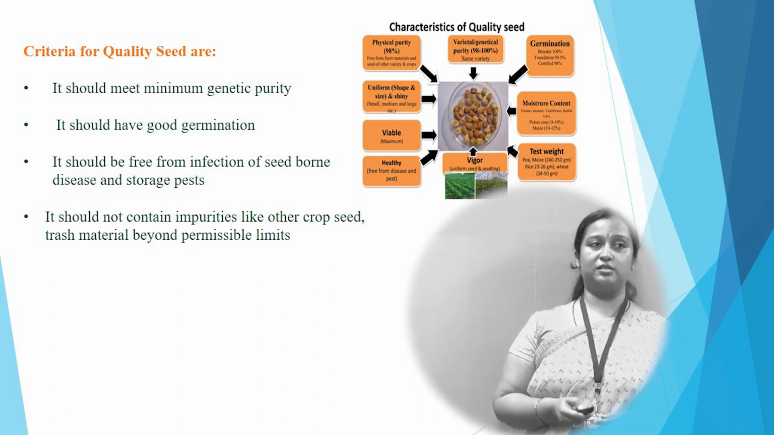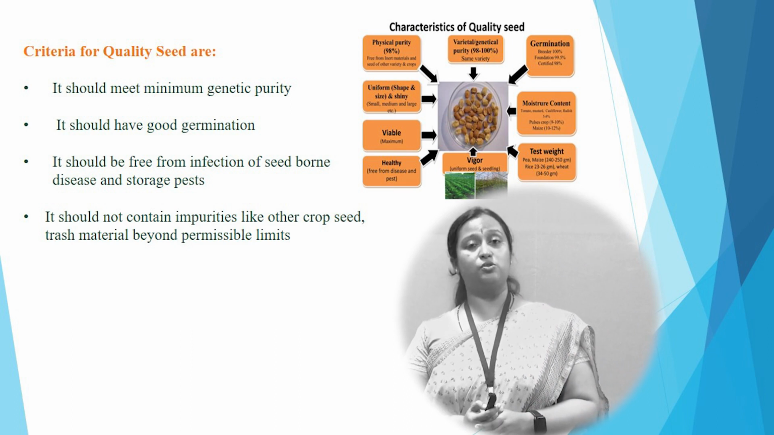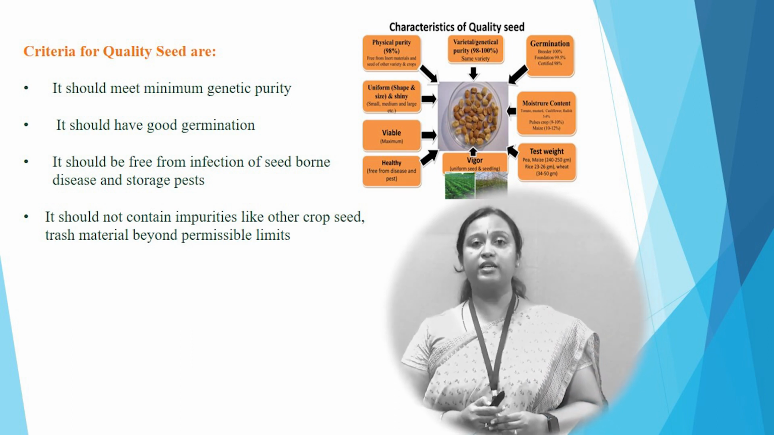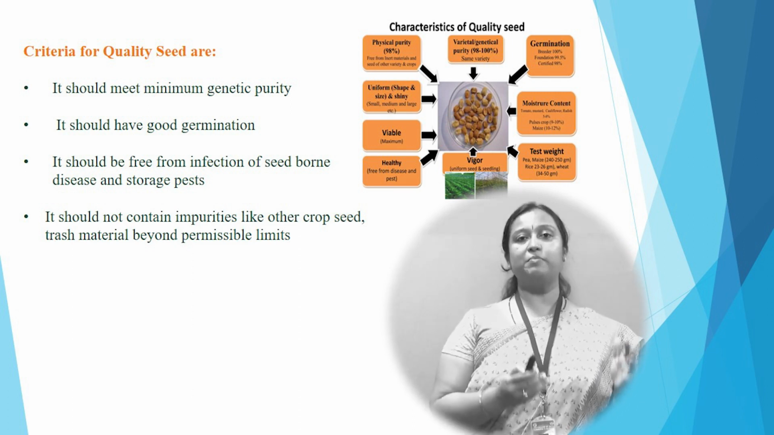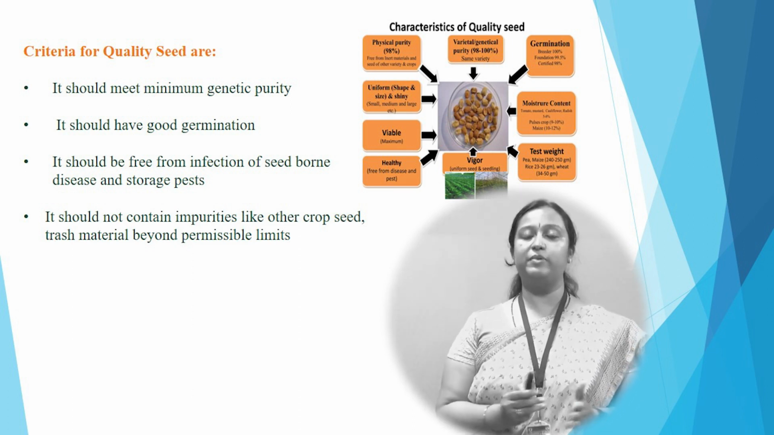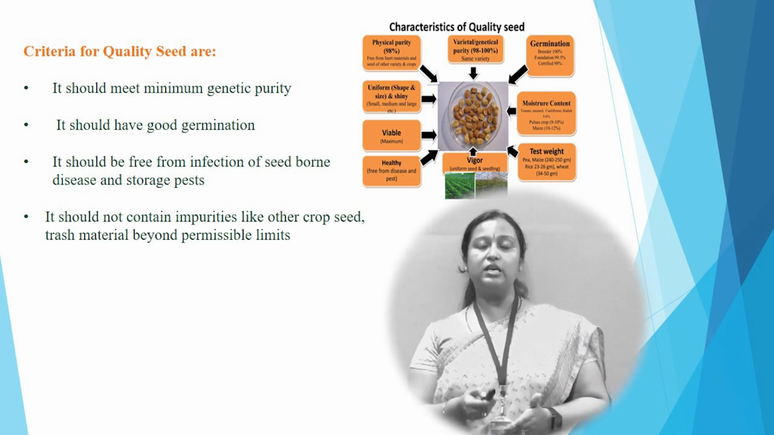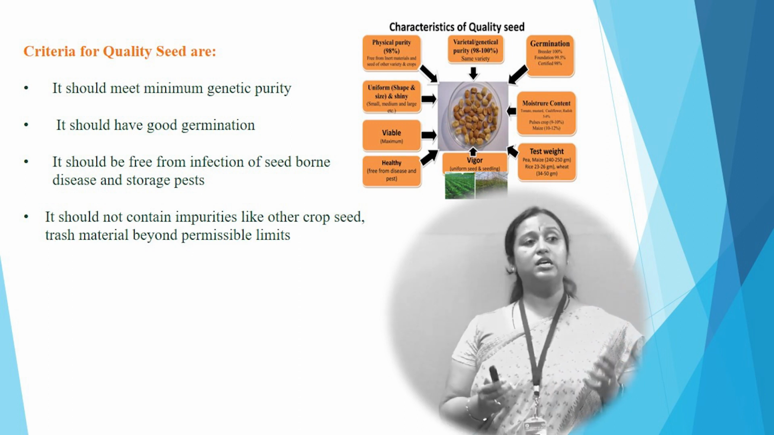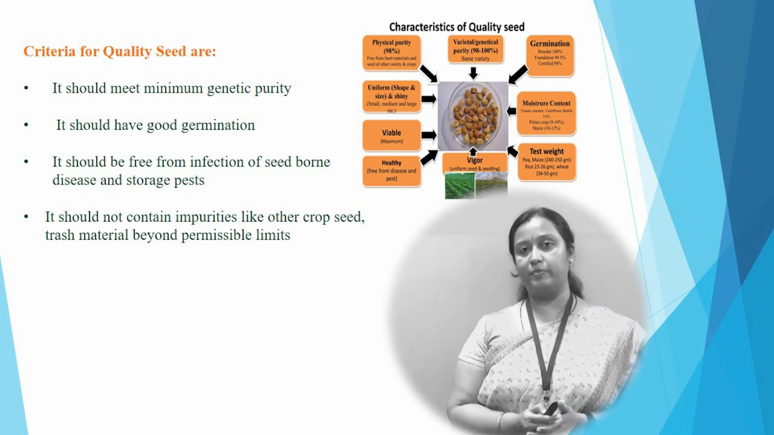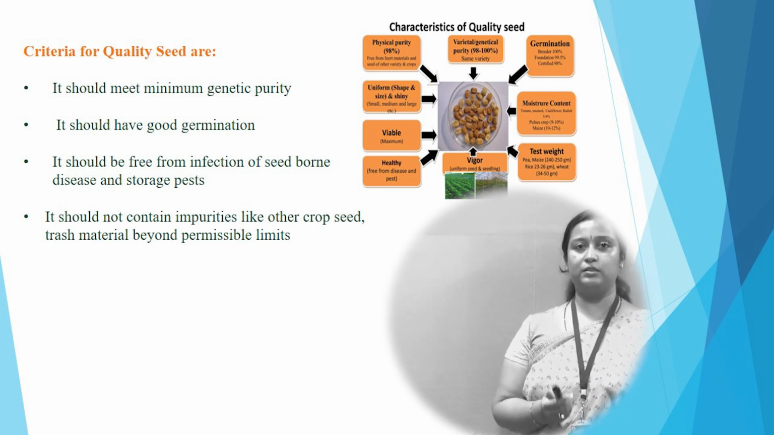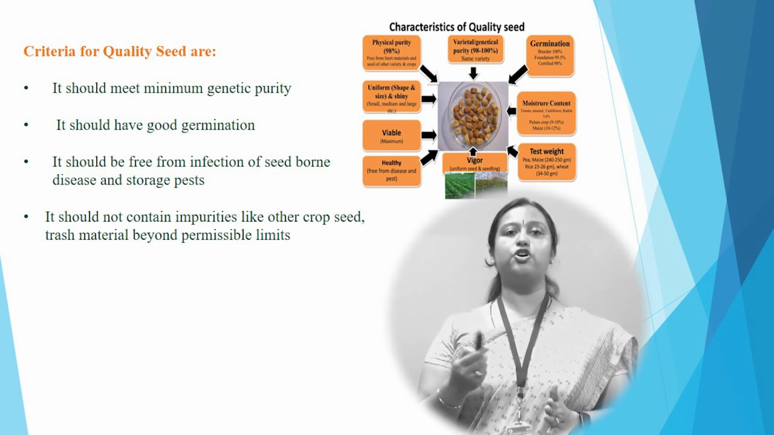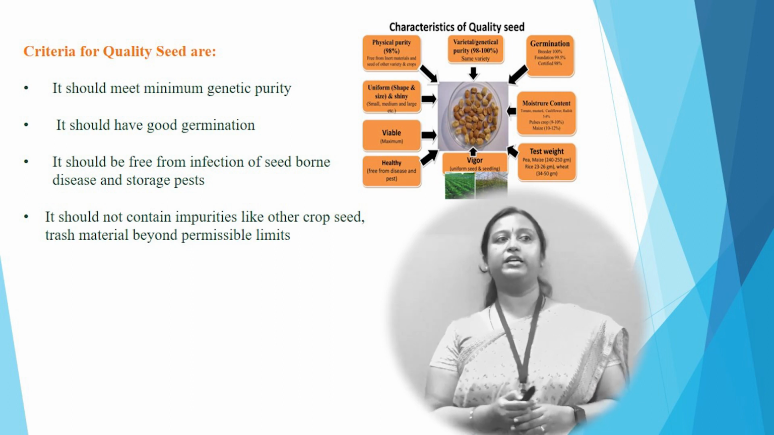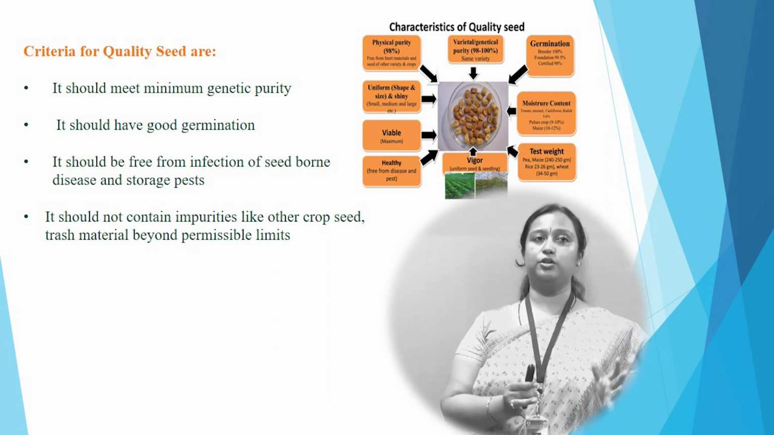This is the major constraint or problem in seed technology, where storage of seeds has become a major problem. In this regard, seed technology is helping us to minimize the infection or to eliminate the pests and pathogens present in the seeds. And it should not contain impurities like other crop seeds or trash material beyond the permissible limit. Apart from the optimum levels, it should not exceed the permissible level of impurities. So with all these criteria satisfied, we call it a good quality seed.